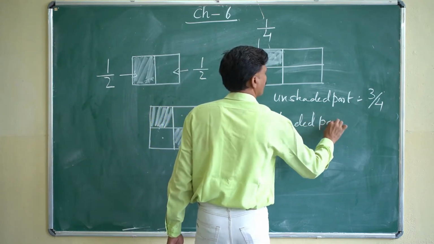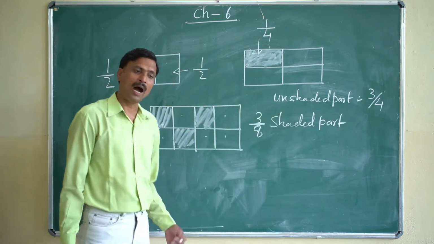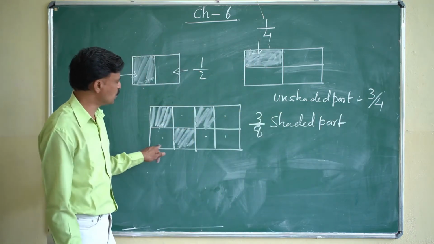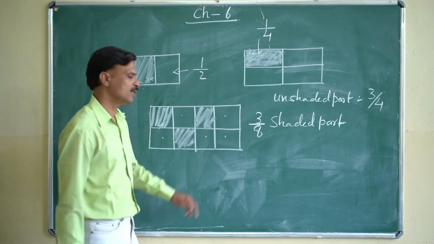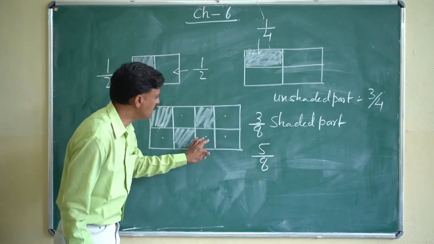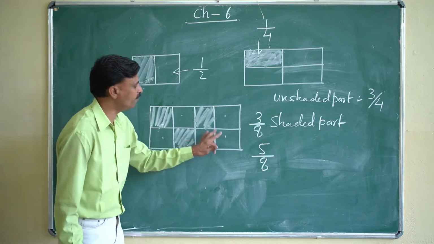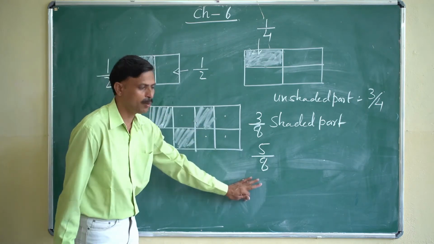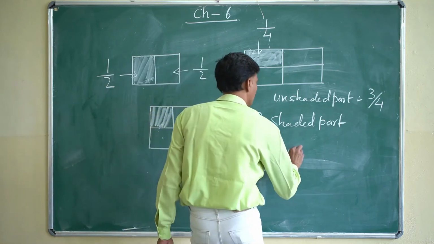Shaded part. Right? Unshaded part: 1, 2, 3, 4, 5. So that is 5 by 8. So 5 pieces are unshaded out of 8. So we'll represent it as 5 by 8. This is unshaded.